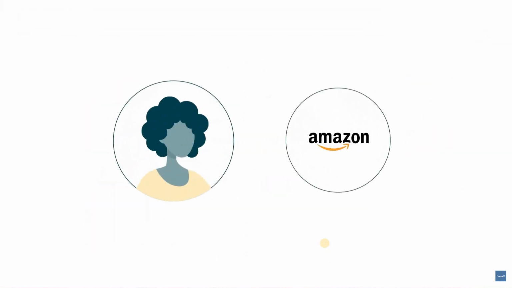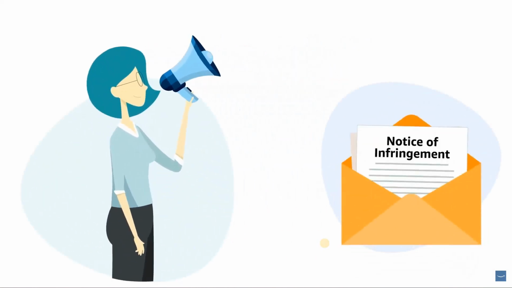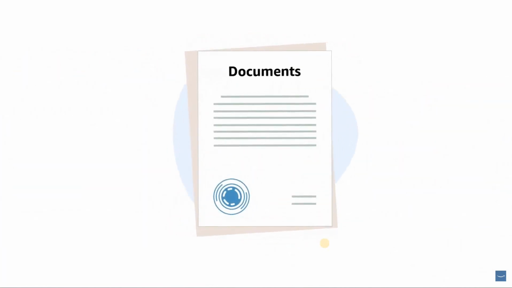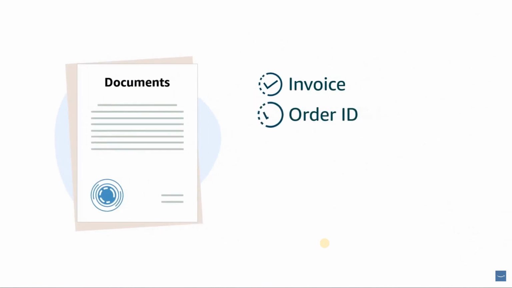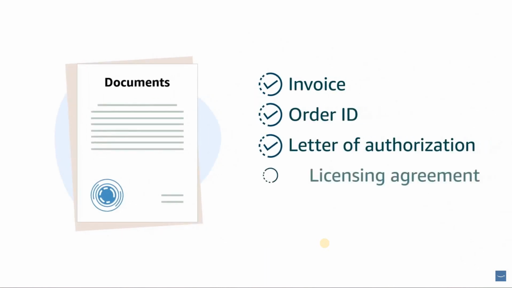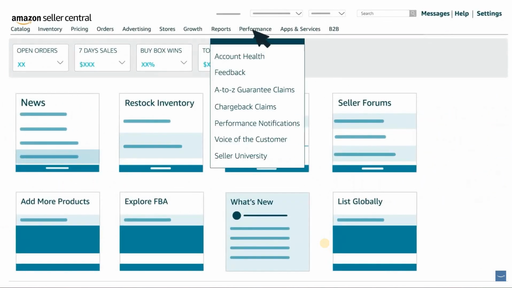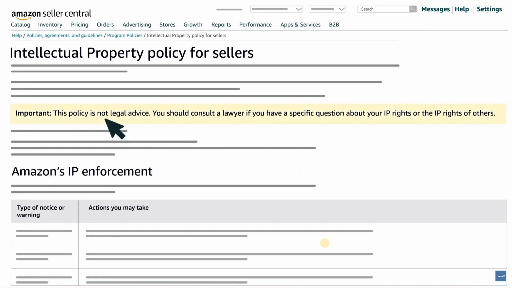If you believe that either the rights owner or Amazon made an error, you may dispute the claim and provide supporting documentation. The supporting documentation required depends on the nature of the notice and could include an invoice, an order ID, a letter of authorization, a licensing agreement, etc. Refer to specific instructions provided in the relevant notifications on your Account Health dashboard on Seller Central. For more information, refer to the policy pages in the Help section of your Seller Central account.